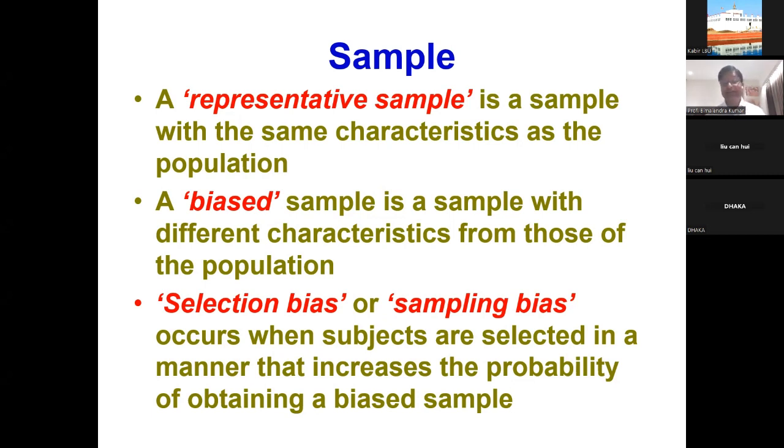Then the third is selection bias or sampling bias. This is when subjects are selected in a manner that increases the probability of obtaining a biased sample. Whenever a person already has biased findings or a hypothesis in mind, and then the subjects or the families are selected, this is called sampling bias.